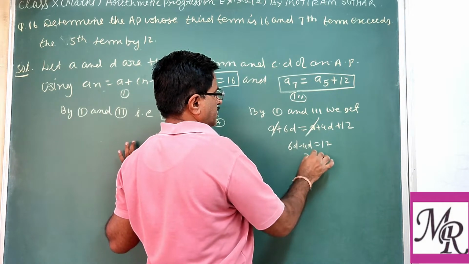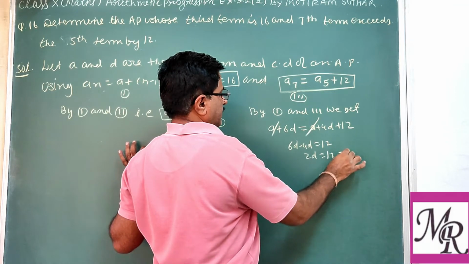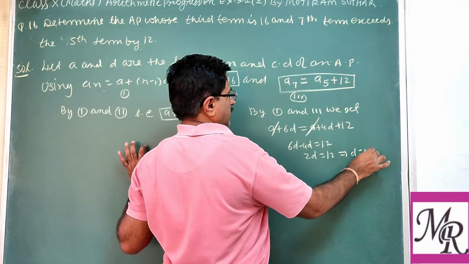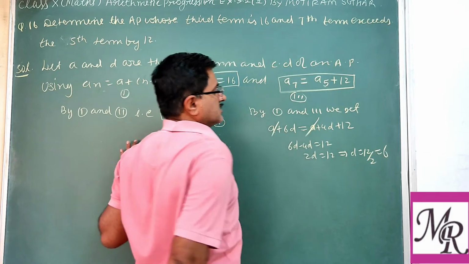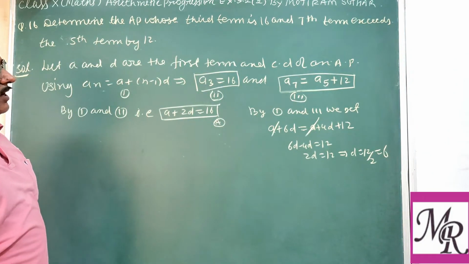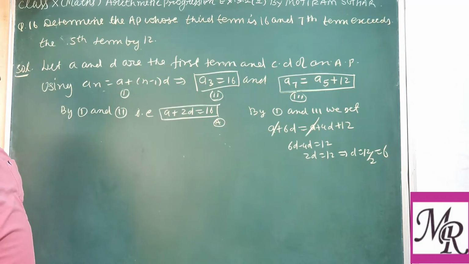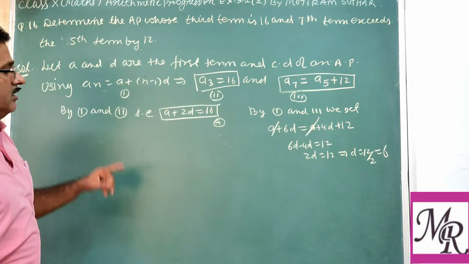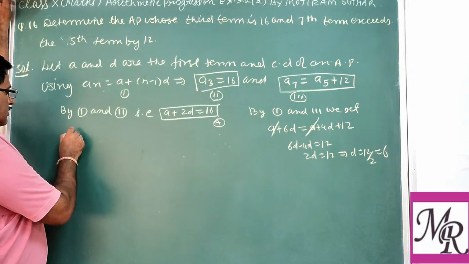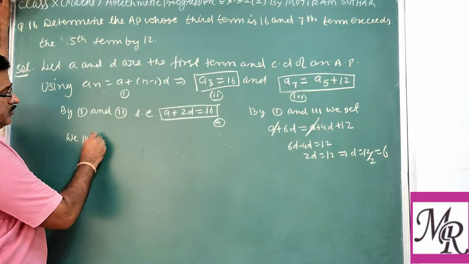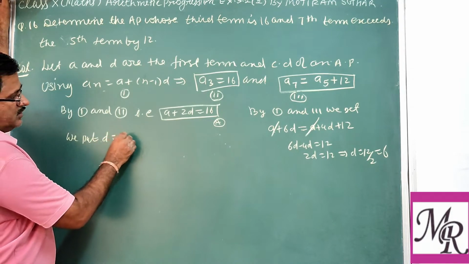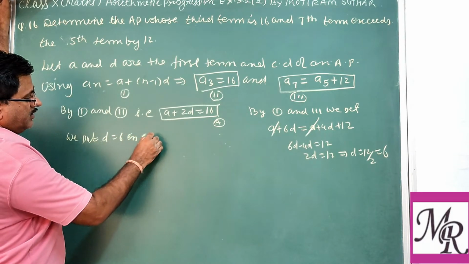So from this you get the value of D. D equals 12 by 2, which is 6. So we get the value of D. Now you can put it in A. So we substitute D equal to 6 in equation A.